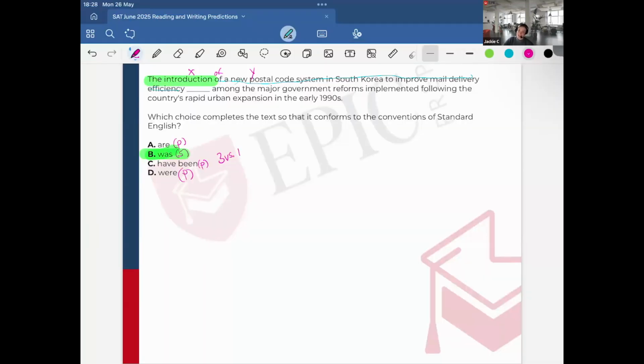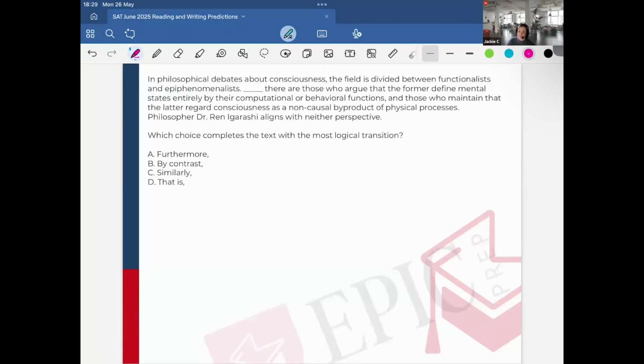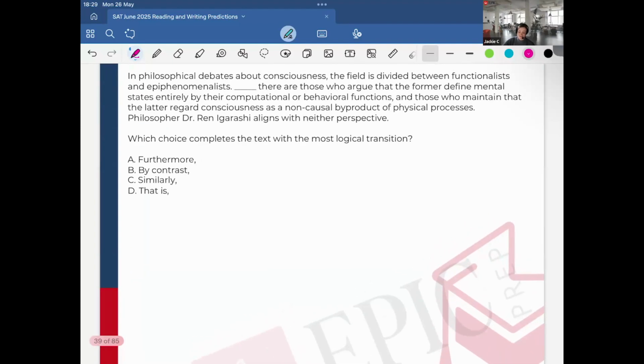Next up on the agenda, must know topics, expression of ideas. And these are all the domains that appear on your score report if you're not familiar with doing a Blue Book exam or if you haven't taken the official SAT. Okay, so first up, let's look at this one.